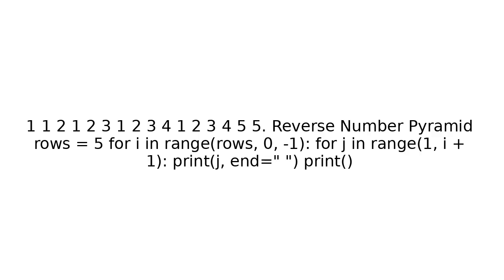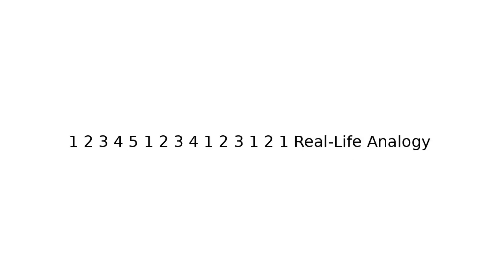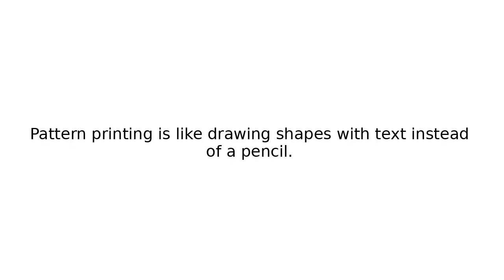5. Reverse number pyramid. rows = 5. for i in range(rows, 0, -1): for j in range(1, i + 1): print(j, end=""). print(). Output: 1 2 3 4 5, 1 2 3 4, 1 2 3, 1 2, 1.